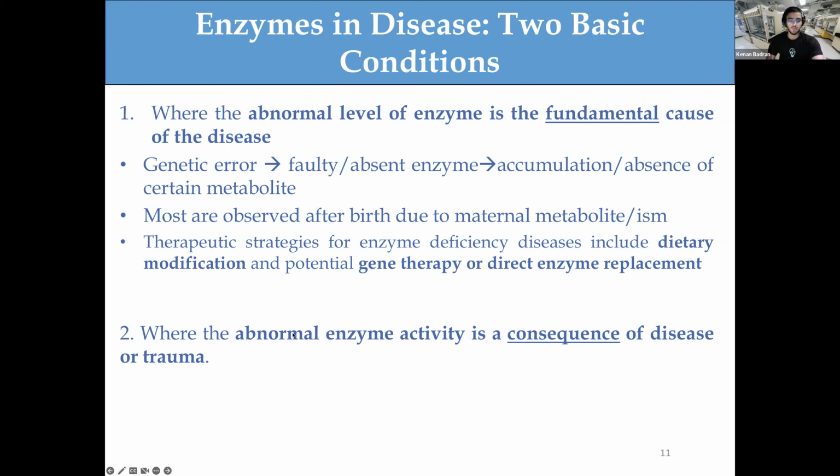Now, where the abnormal enzyme activity is the consequence of disease, this is the second way enzymes and diseases correlate: you will notice an abnormal enzyme level or activity due to a disease. Unlike the first, where we said a disease arises due to the lack of the enzyme, it's now the other way around.